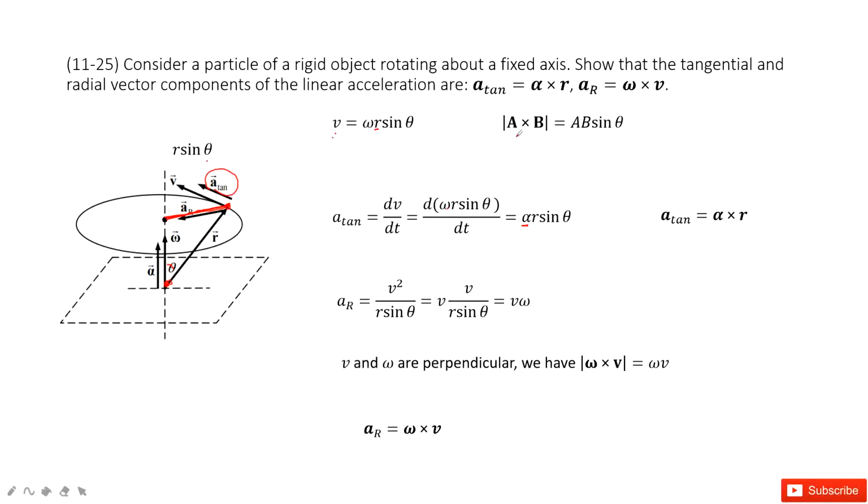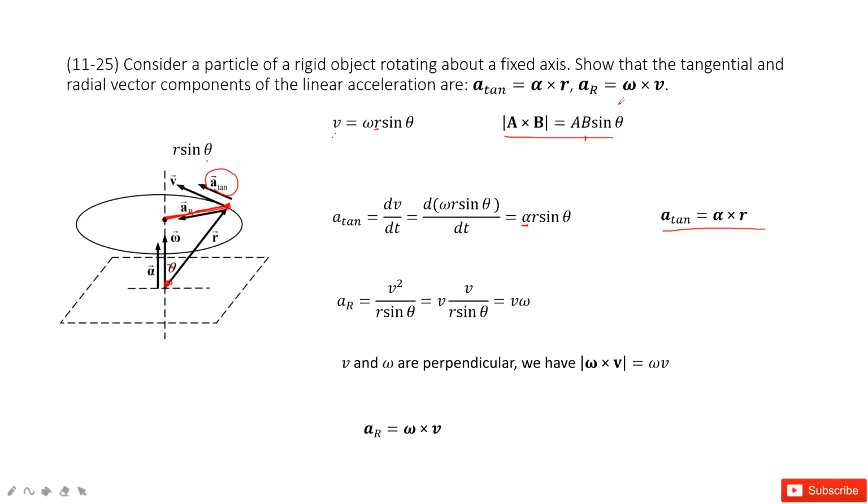Now we look at the general equation. It tells us the cross product a cross b equals ab sine theta. Now you can see the tangential acceleration equals alpha r sine theta, right? So we can write it in this way. Just compare with this one. Agree? So the first one is proved.